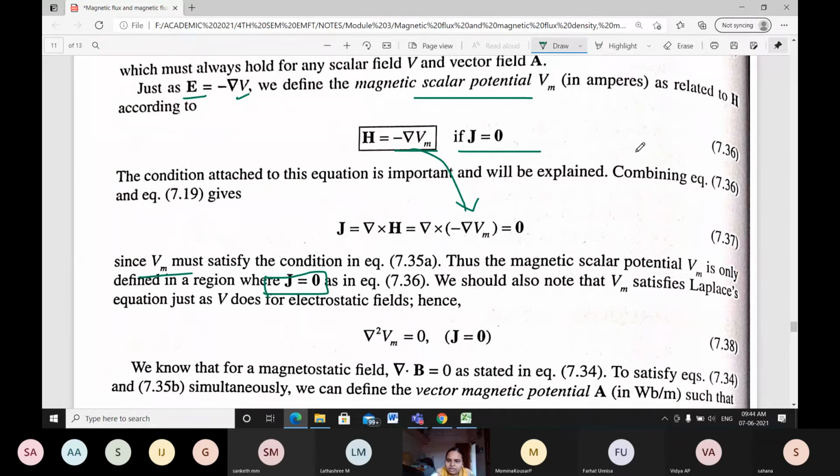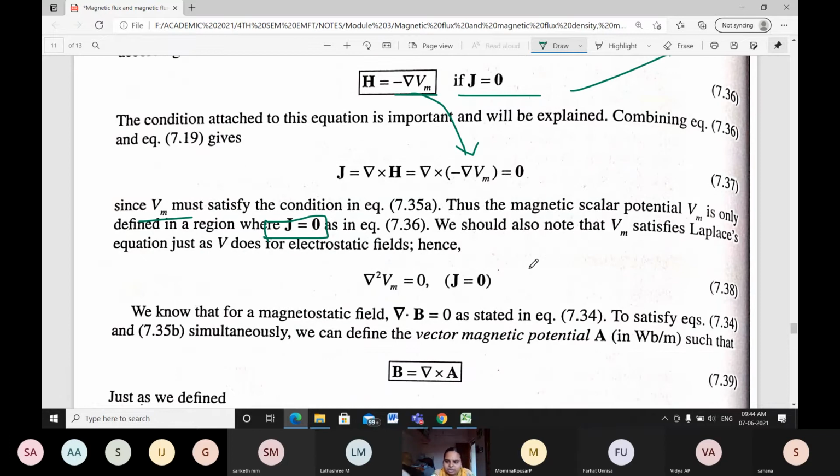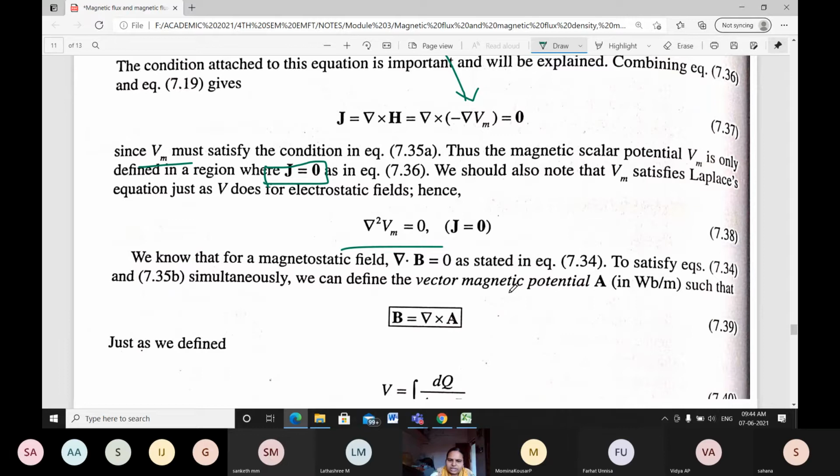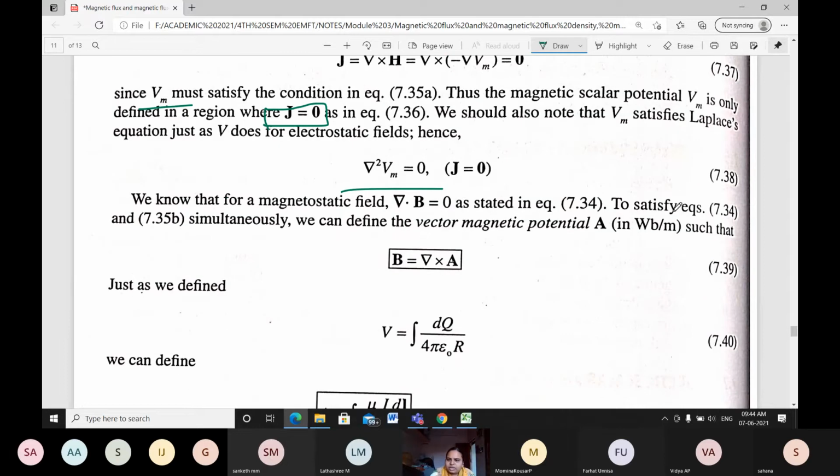Then about this equation, we should also note that Vm satisfies a Laplace equation just as V does for the electrostatic field. Therefore, what is the Laplace equation going to be? It is going to be equal to 0 only. That is, del square of Vm is equal to 0. That's what we learned, where J is also equal to 0. Then for the magnetic field, del dot B is 0.